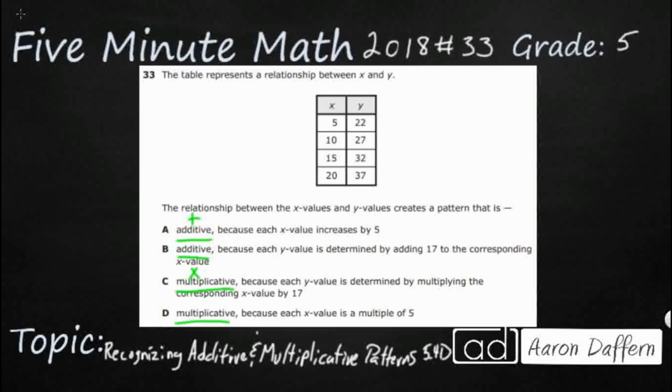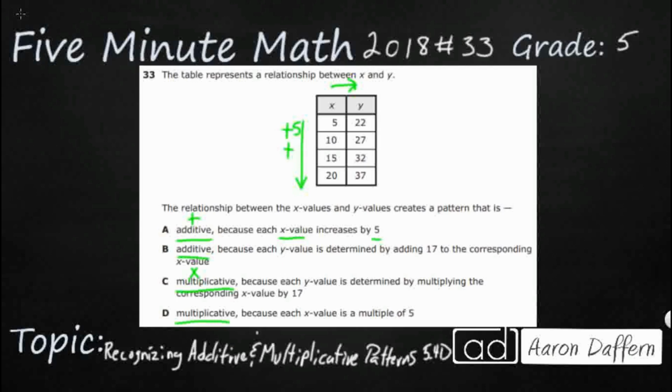So A says the relationship between the x values and the y values creates an additive pattern because each x value increases by 5. Okay, so typically what we're doing is we are looking side to side here, but this is kind of an interesting problem. Instead of going from x to y, it simply says each x value increases by 5. So in A, we're not even looking at y. We're literally just going down, and we are looking at plus 5.